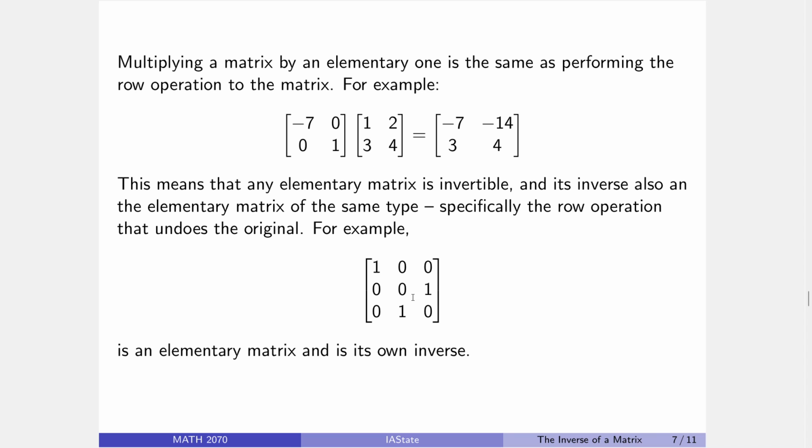And in particular, this is a fun one. Here we see the identity matrix after swapping rows 2 and 3. This is an elementary matrix, and it's its own inverse, because multiplying by it will swap rows 2 and 3, and that'll get me back to normal. So here we see that row operations are actually matrix multiplications in disguise. That's pretty cool.